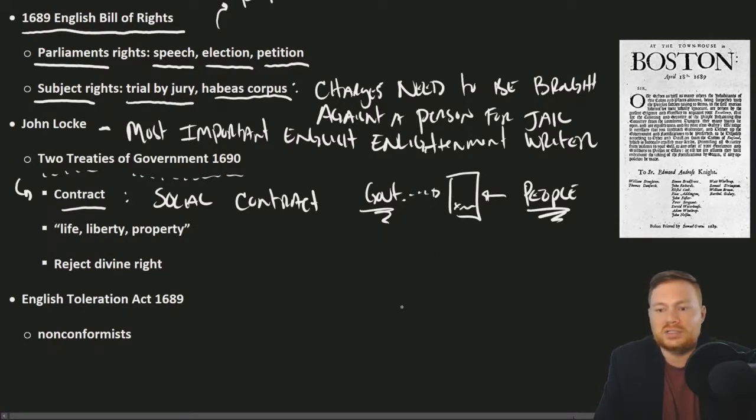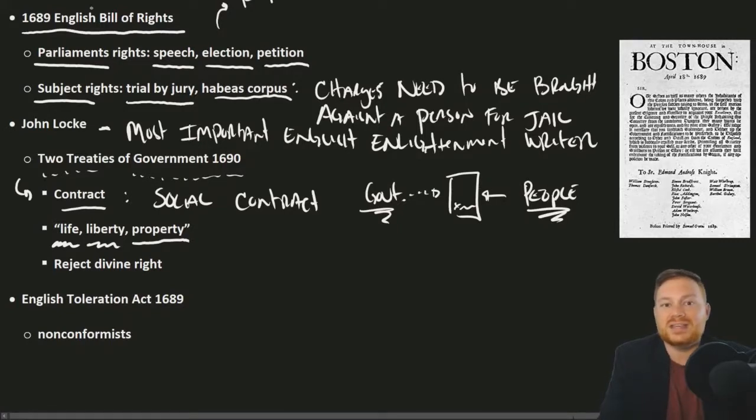Social contract. And essentially, in Locke's view, the government is responsible for protecting people's rights, life, liberty, and according to John Locke, property. And in return, people pay their taxes and give up some of their rights to the government.